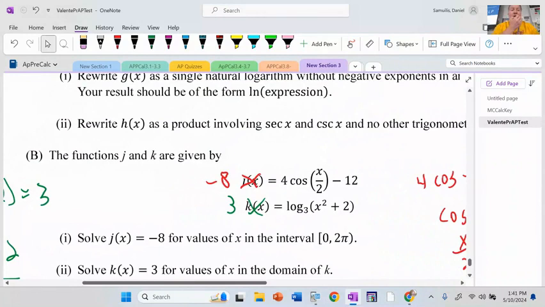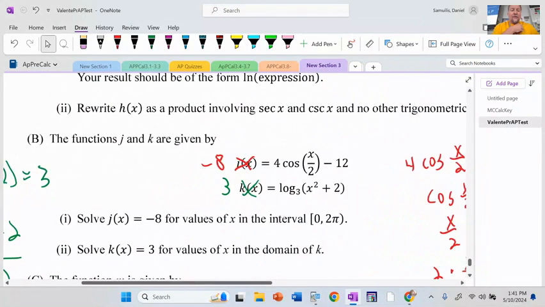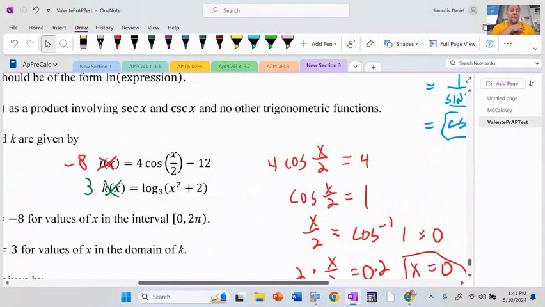All right, so functions j and k are given by blah, and then I was just lazy. What j of x equals -8? That just means we replace j of x with -8 and you solve. Let's do that one first. First thing you would do is add 12. So I'd add 12. 12 plus -8 is 4. And then you divide by 4.